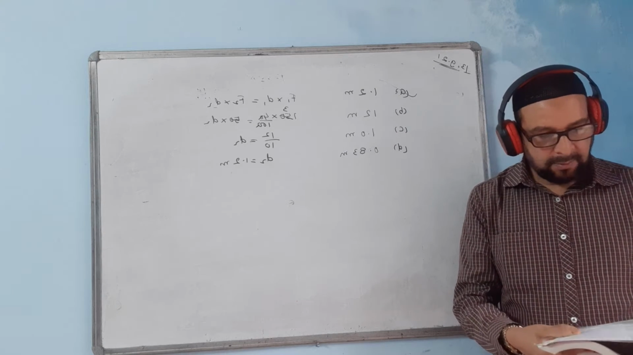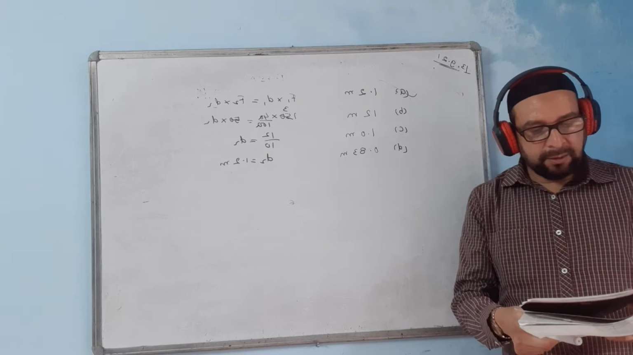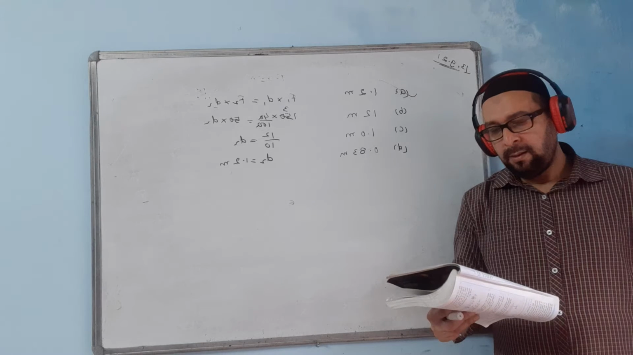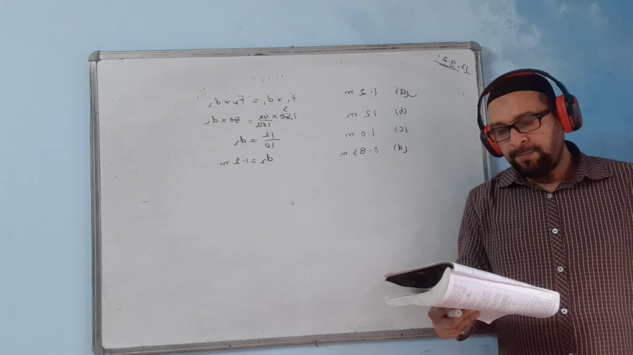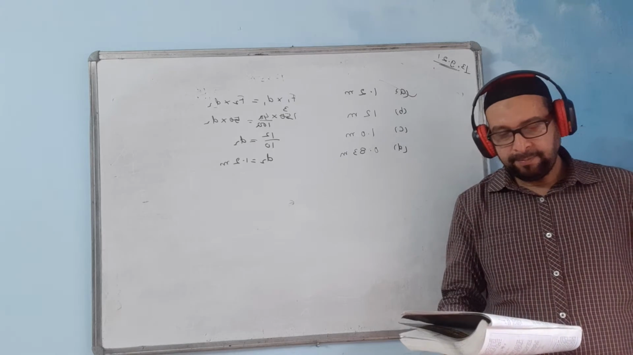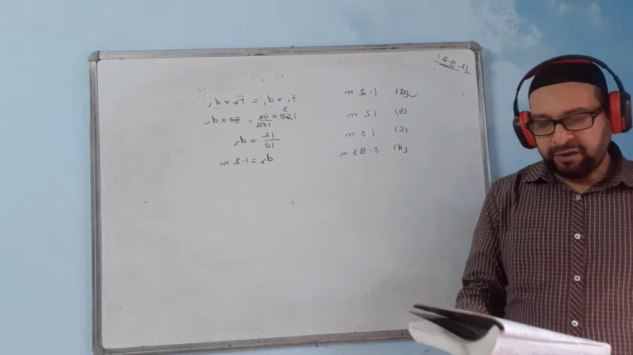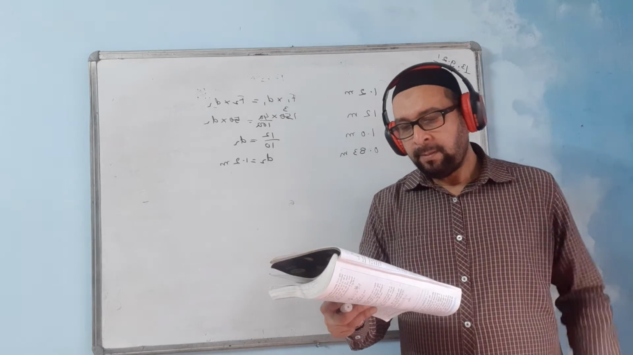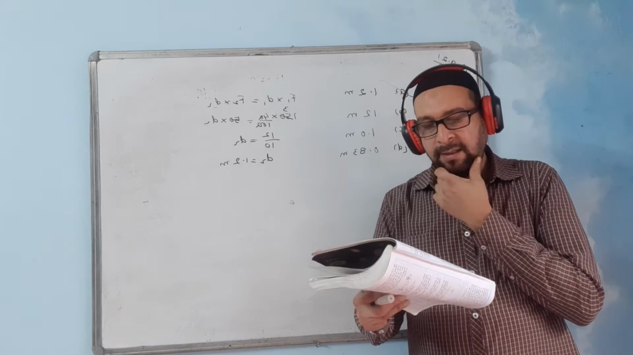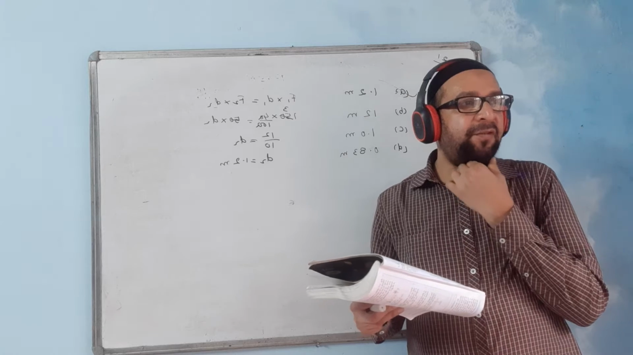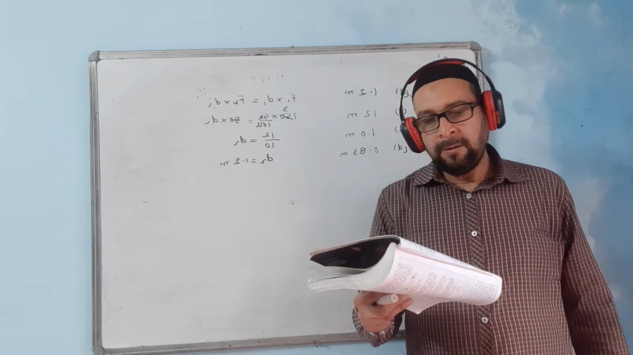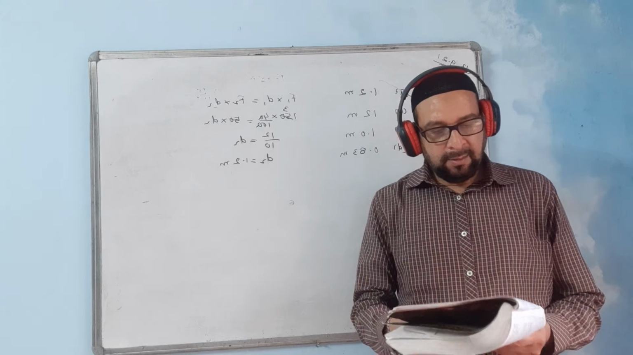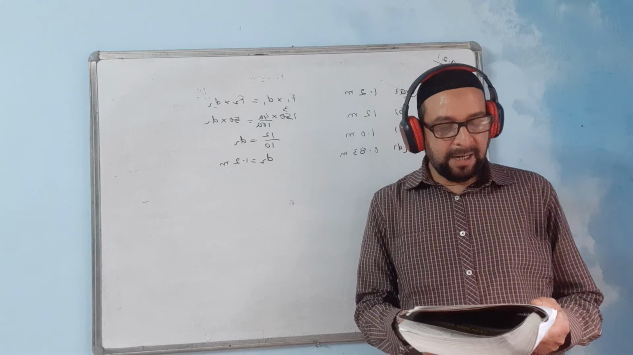Next question, right? A uniform meter rule is balanced horizontally on a knife edge placed at 58 centimeter mark when a weight of 20 GF is suspended from one end.